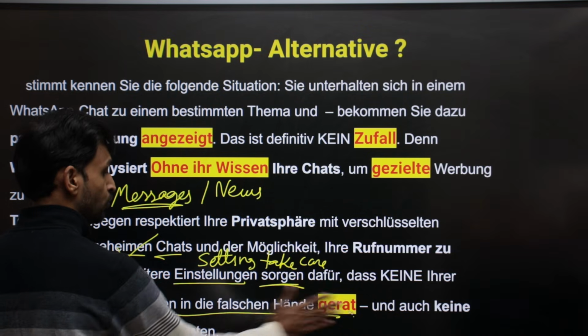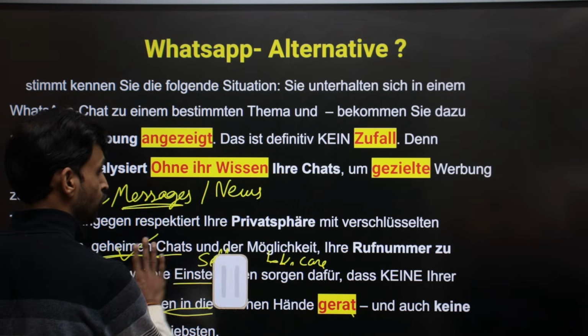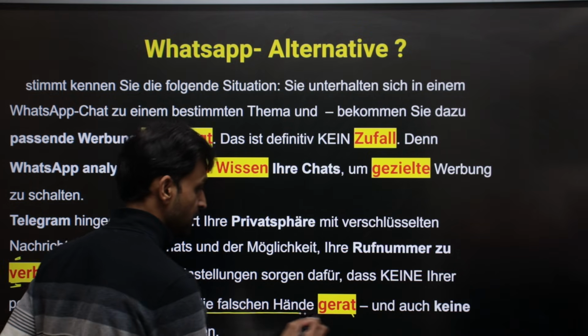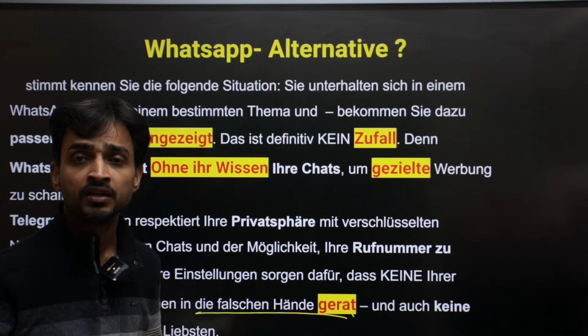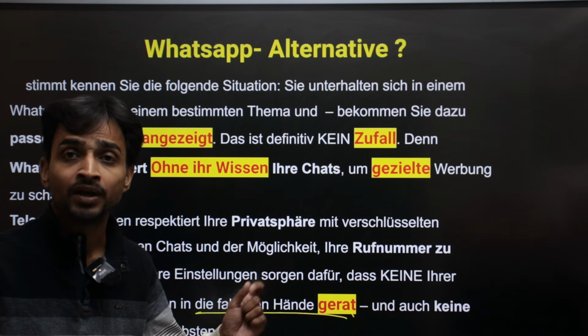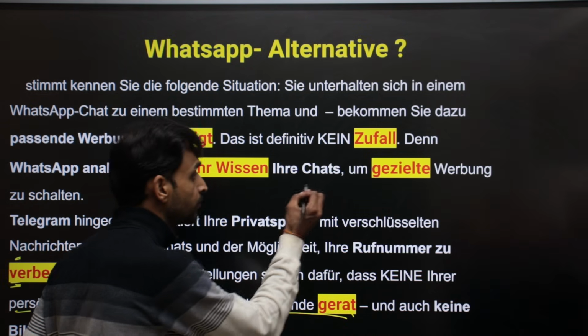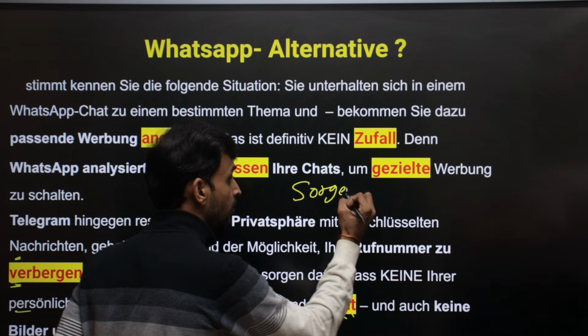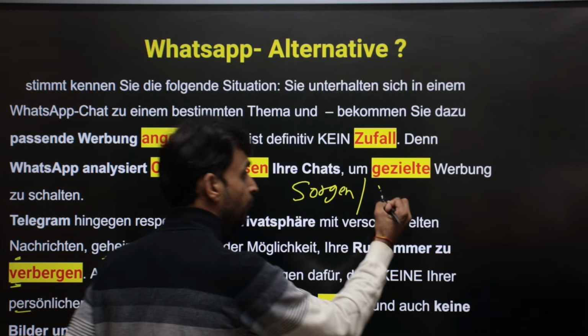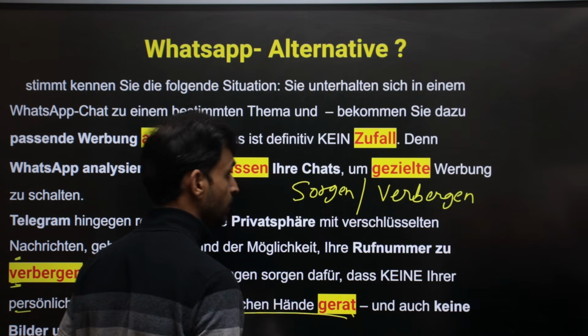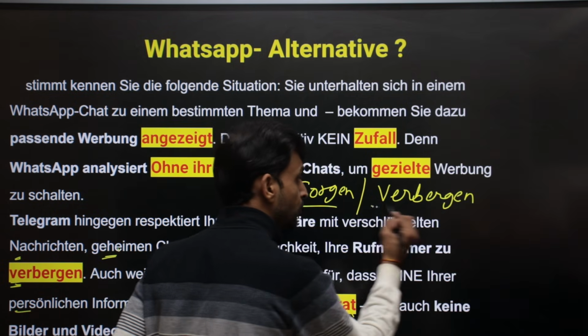Geraten means to go into. No information should go into the wrong hands. Okay, in die falschen Hände geraten means your personal details will not go into the wrong hands. It takes care. Sorgen, to care, and verbergen, to hide. These are the words we have learned. Sorgen, to care, verbergen, to hide.